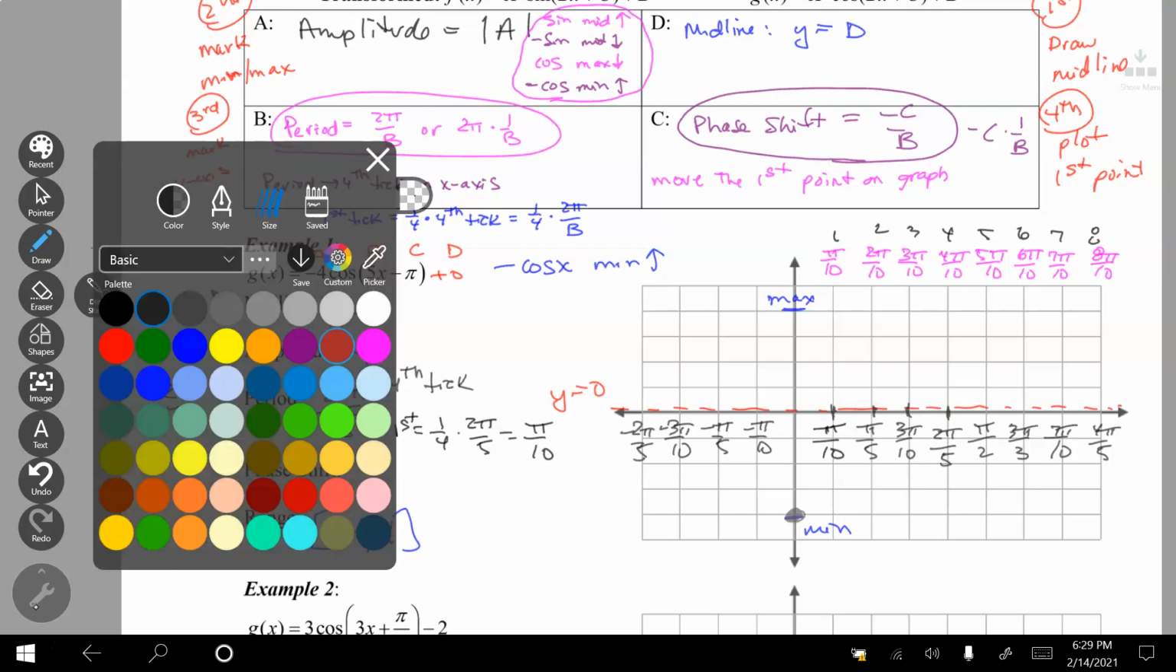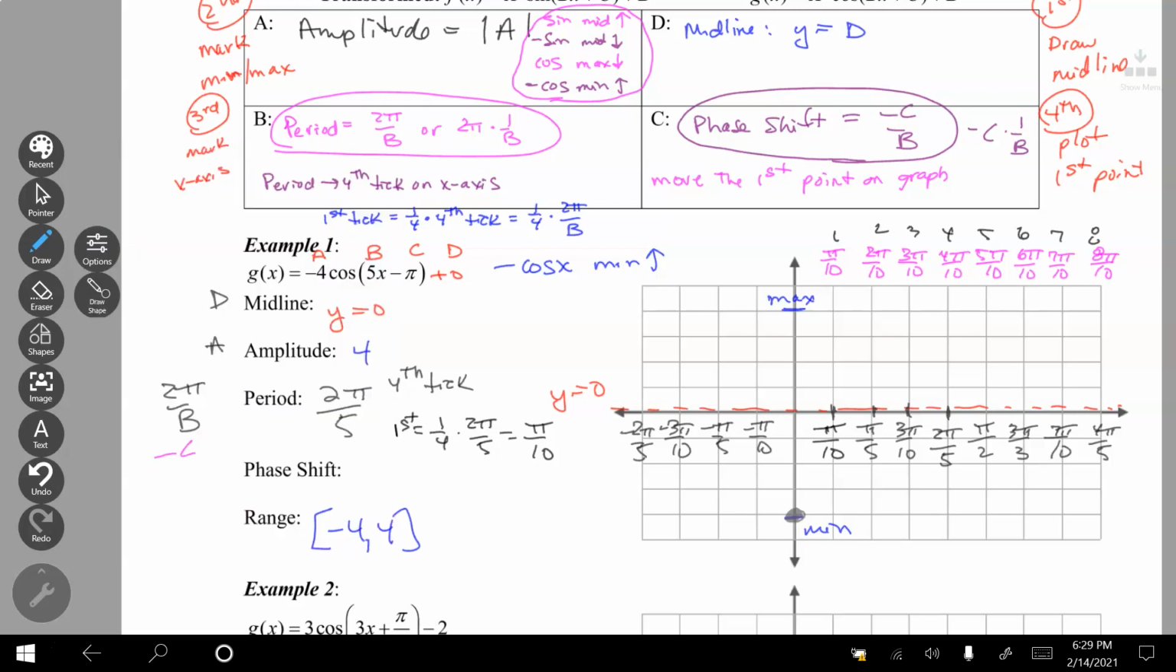On my phase shift, negative c over b, or in this case, positive pi over 5. The opposite of c over b, in this case, becomes positive pi over 5. If I look carefully, positive pi over 5 is right 2 squares. So this first dot that was here, I'm going to move right 2 squares.